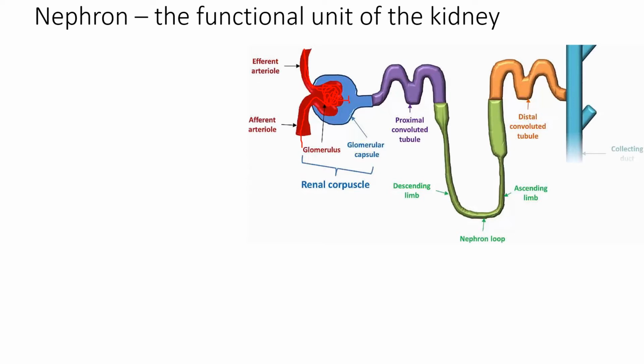So there it goes into Bowman's capsule, and on its journey it then goes through the proximal convoluted tubule, lovely there, down the thin descending limb of the loop of Henle, around the loop of Henle, then up the thick ascending limb of the loop of Henle, then through the distal convoluted tubule, and then to the collecting ducts where we have urine, and then make their way down the ureters into the bladder, and then excreted to the outside world via the urethra.